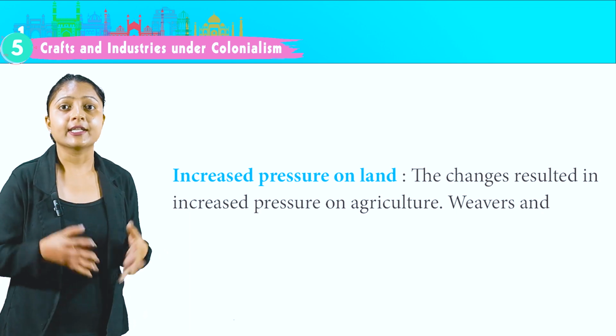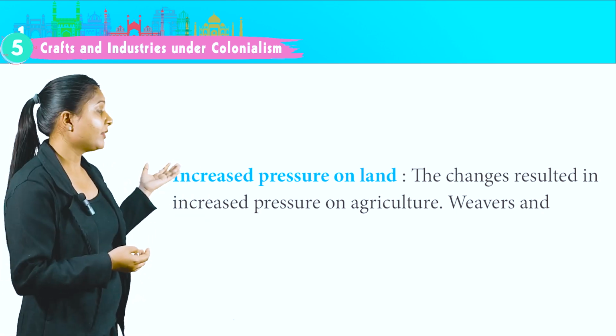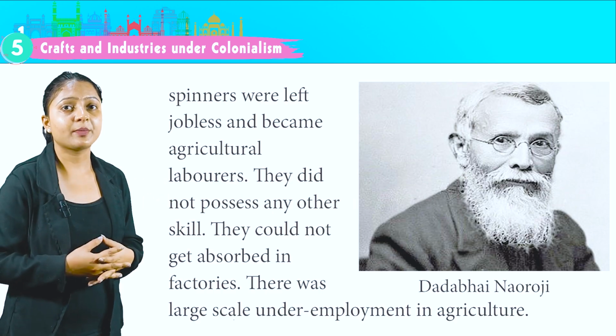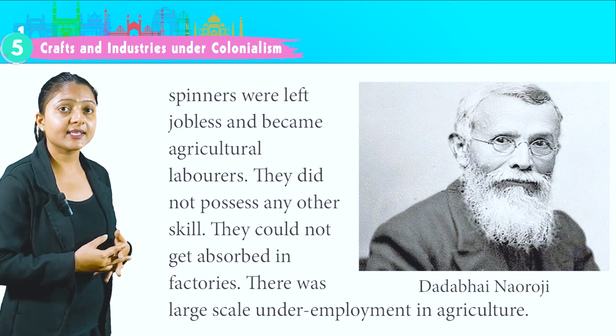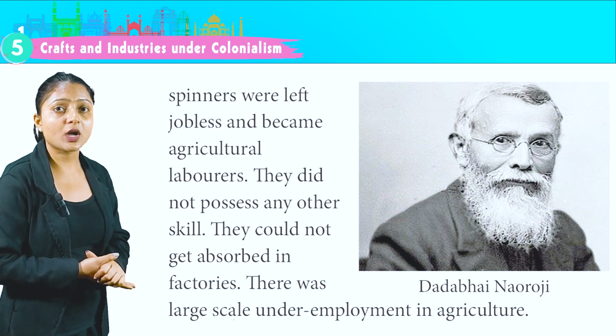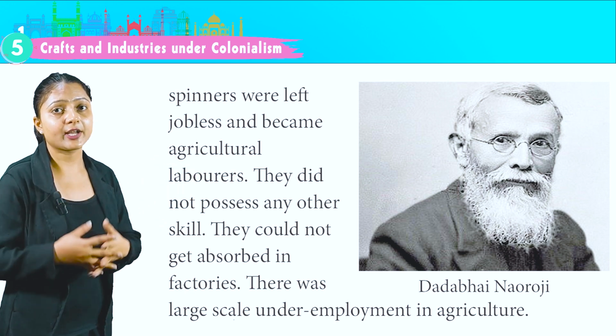Increased pressure on land. The changes resulted in increased pressure on agriculture. Weavers and spinners were left jobless and became agricultural laborers. They did not possess any other skill. They could not get absorbed in factories. There was large-scale underemployment in agriculture.